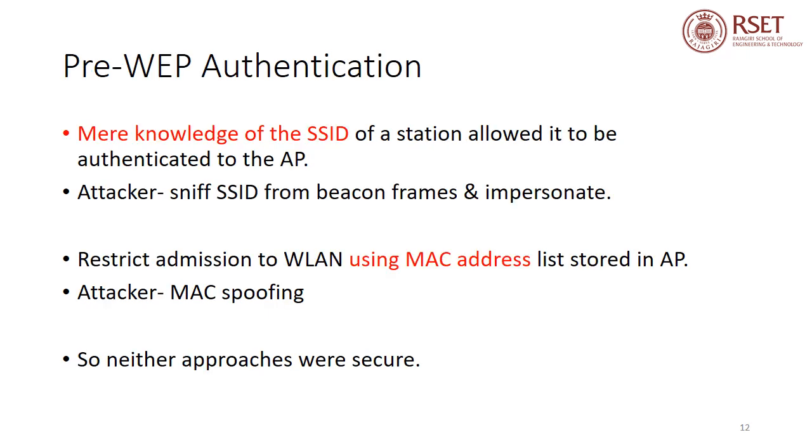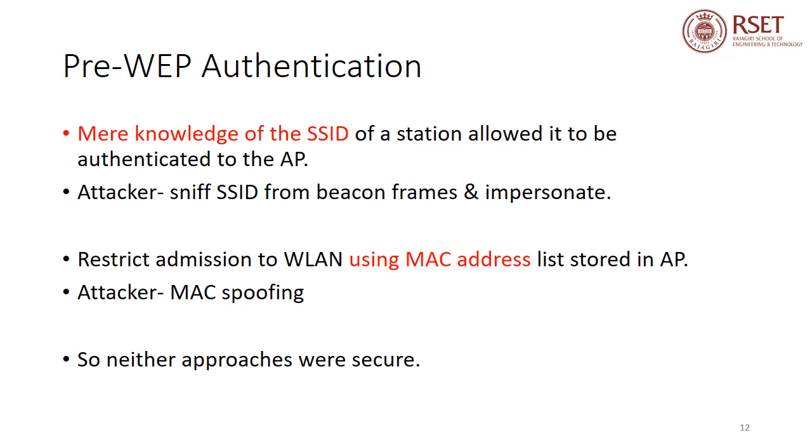Before moving into the Wired Equivalent Privacy method in detail, we shall first see what was done before that, that is, how authentication was achieved before WEP. It was done using two things, either the SSID of a station or the MAC address of a station. And it was found that both these methods are not secure. In the first case, if you simply knew the SSID of a station, it could authenticate itself to an AP. But what's the problem here?